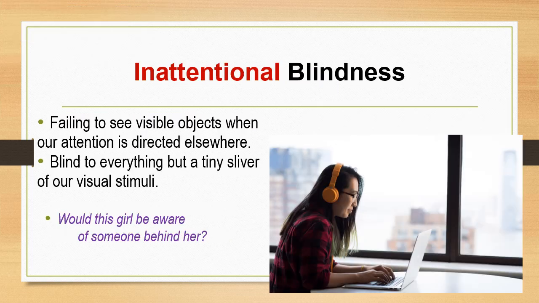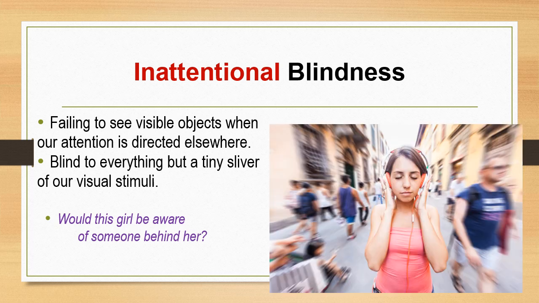Inattentional blindness is failing to see visible objects when our attention is directed somewhere else. So we're blind to everything else around us. So let's look at this young lady. She's got her music on and she is doing something on her computer. If somebody were to sneak up behind her, would she even notice? She would not. She probably wouldn't hear any other sounds around her. She would not hear somebody else sneaking up on her. So she has inattentional blindness.